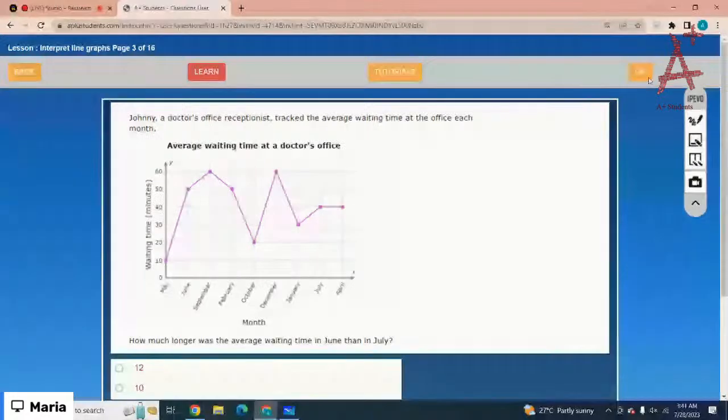Johnny, a doctor's office receptionist, tracked the average waiting time at the office each month. How much longer was the average waiting time in June than July? Okay, here is June. In June, it is 50, and here is July. In July, it is 40. So you have to see how much more. Just subtract the values. 50 take away 40 is 10. That means June is 10 minutes more than July. So the correct option is 10.